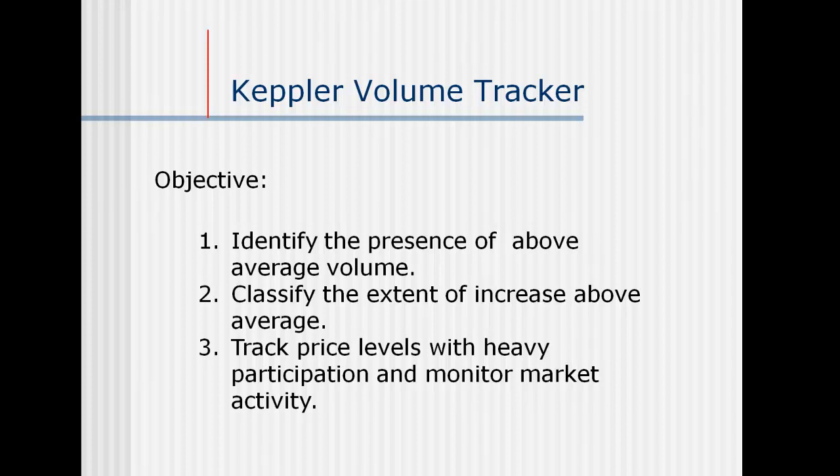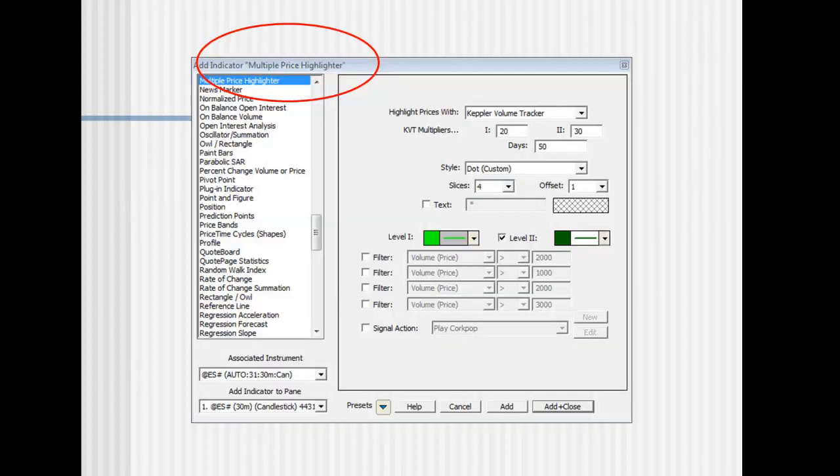So the KVT will identify the presence of above average volume. It also will classify it for us into two different levels of intensity, what we will see as level 1 and level 2. And in addition to that, once we place the tracker on the chart, it allows us to track the price levels, where they are on the chart, that have the heavy market participation. And in doing so, we can monitor the relevant market activity of those major participants in the market.